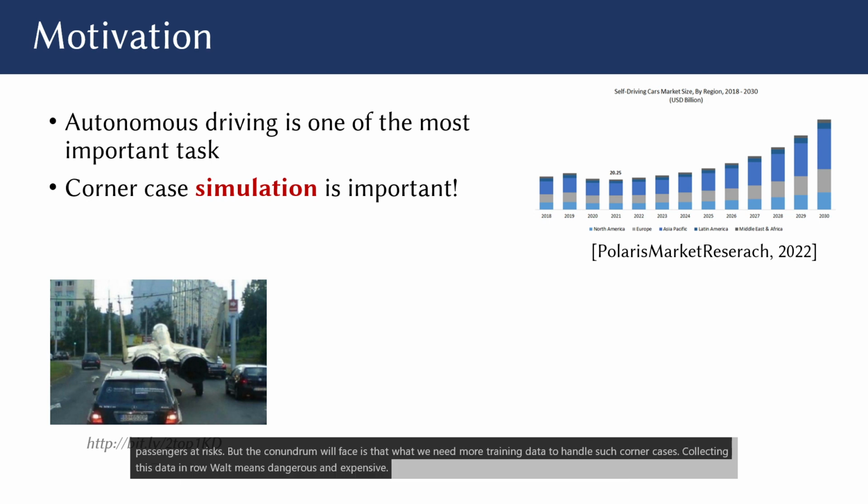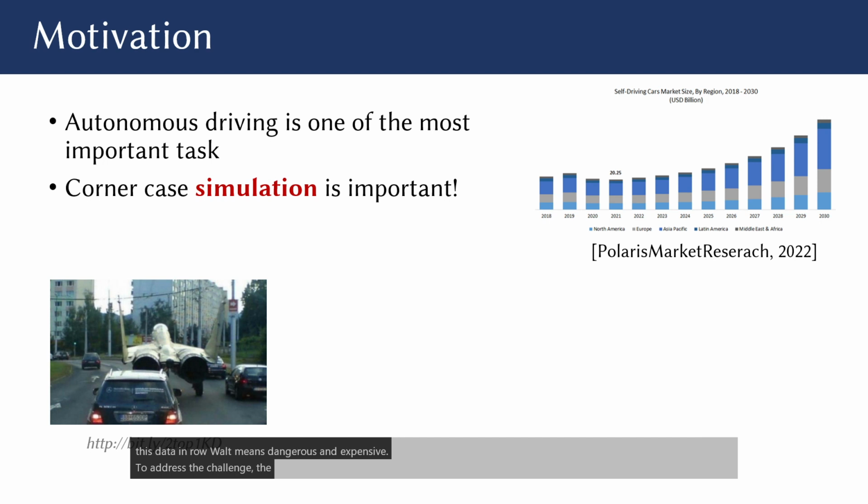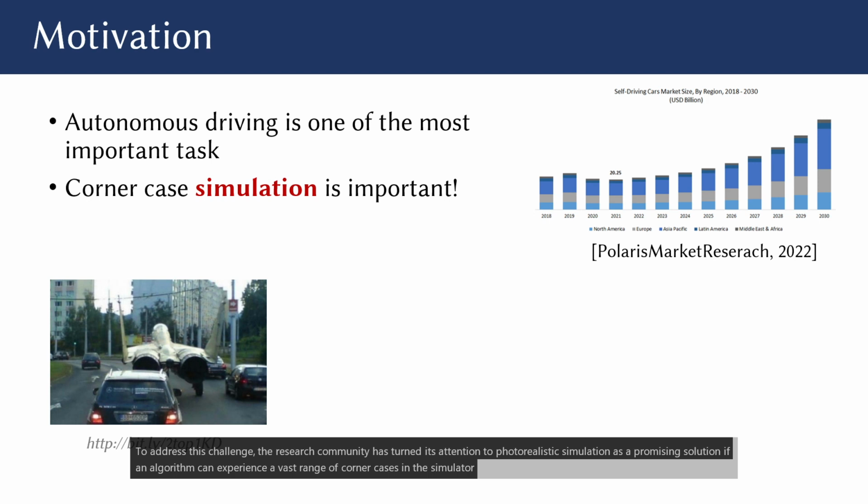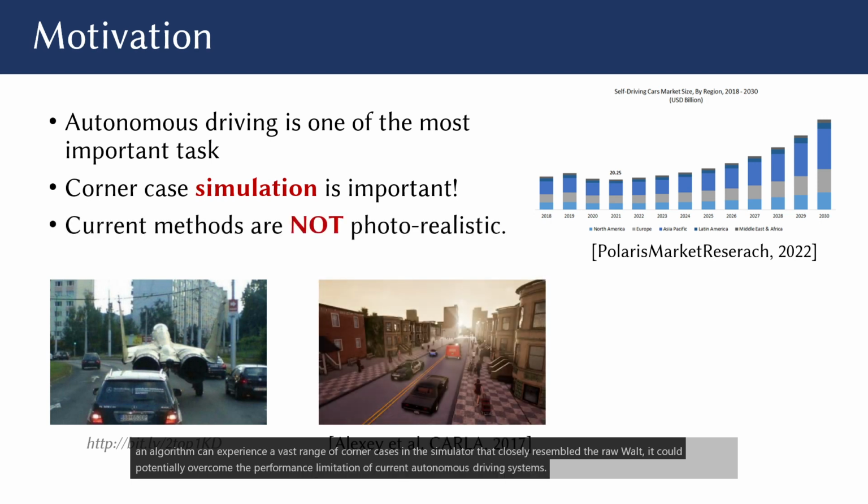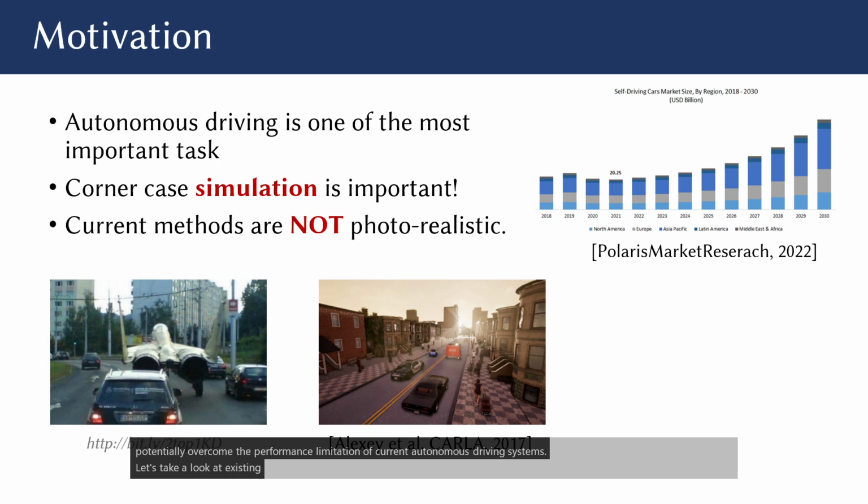To address this challenge, the research community has turned its attention to photorealistic simulation as a promising solution. If an algorithm can experience a vast range of corner cases in a simulator that closely resembles the real world, it could potentially overcome the performance limitation of current autonomous driving systems. Let's take a look at the existing simulation methods for autonomous driving. CARLA, for instance, is a widely used sensor simulator that is based on the traditional graphics engine, but its realism is limited by the quality of assets.